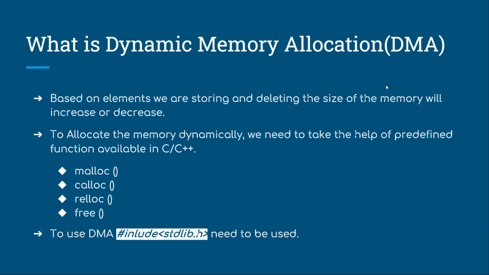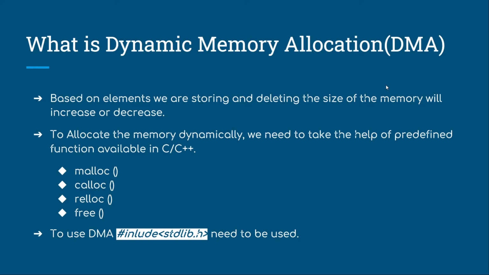So the optimum solution is that at runtime we can increase or decrease the size of that particular memory or the chunk of that memory. So the idea comes from there. There are four functions: malloc, calloc, realloc and free to use this dynamic memory allocation. What malloc, calloc and realloc actually do, we will be seeing in the next slides. And free is basically to free the memory segments.